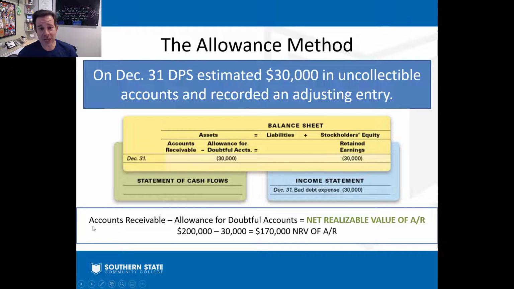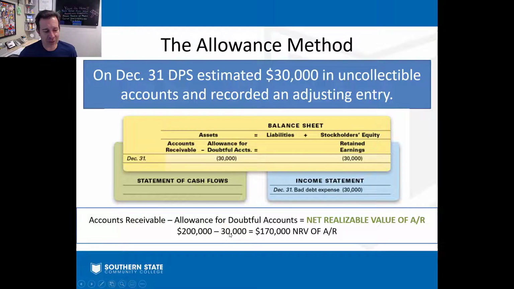If we take our accounts receivable, if you remember it was $200,000, and we subtract out the allowance, we get something called the net realizable value of AR. Realizable value means the amount that we expect to collect. We expect to collect $170,000 of that accounts receivable. So that contra asset is bringing down accounts receivable when we net them together.